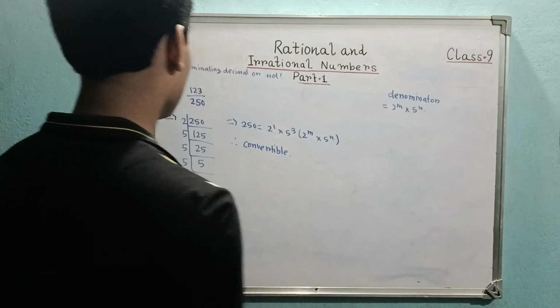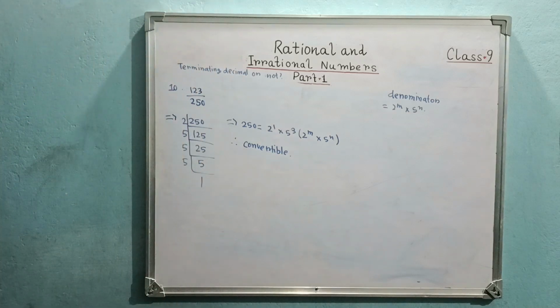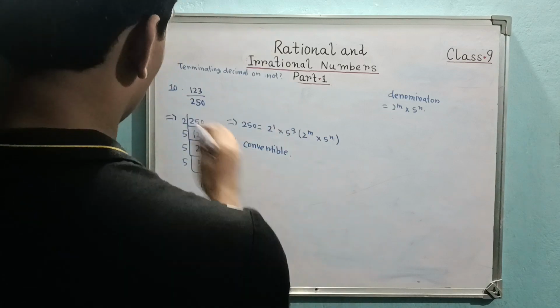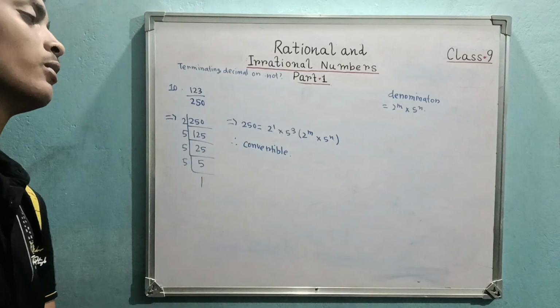So easy, right? Just check the denominator after factorization. What is the exponential form? If it is in the form 2 to the power m into 5 to the power n, it is convertible into terminating decimal. If not, then the answer is non-convertible.